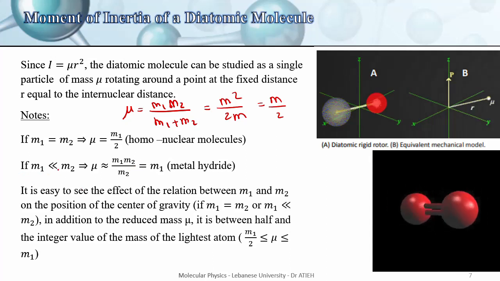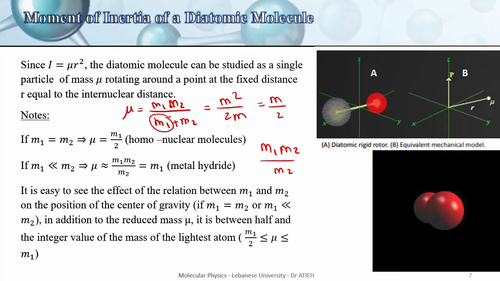Now if M1 is much smaller than M2, we have a very light atom and a heavy atom, so in this case M1 is much smaller than M2 and we are left with M1 M2 over M2. As you can see, M1 is neglected in this case. So M2 with M2 cancelled, we are left with M1. So we can see that mu, the reduced mass, is between M1 over 2 and M1, which is the lightest atom.